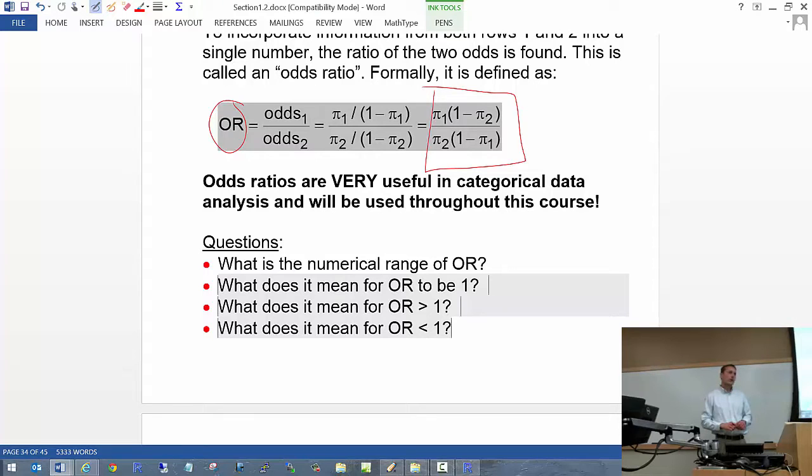0 to what? Infinity. Again, yes. What does it mean for an odds ratio to be 1? The odds of success for group 1 is equal to the odds of success of group 2. Yeah, same for group 2 as well.